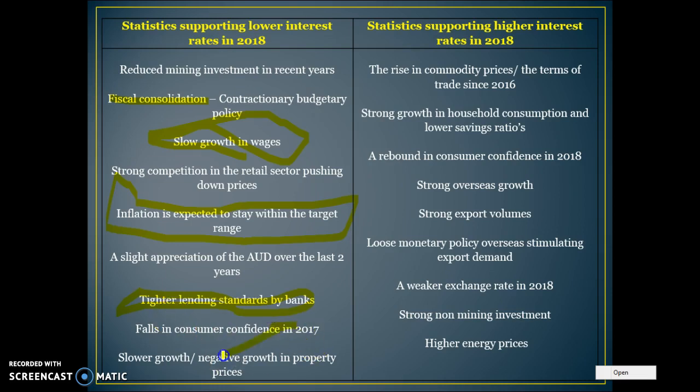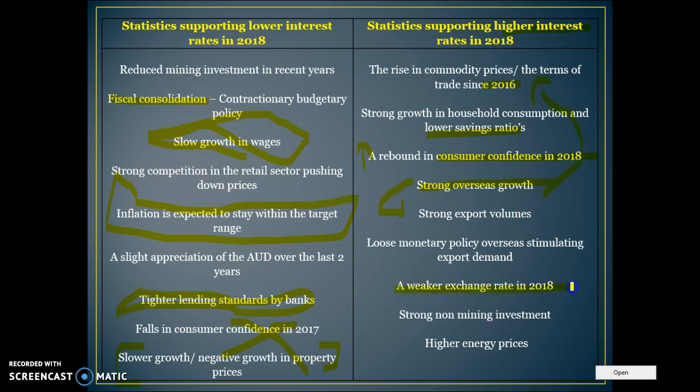This is probably less relevant now because it's more about last year. And the negative growth in property prices has meant that the RBA is not as worried about rising property prices anymore. In terms of factors supporting higher interest rates, so things that could cause inflationary pressures, the terms of trade has rebounded a bit in the last 2 years. There's been lower savings ratios. Consumer confidence has improved this year, so that could create more spending and growth. Strong overseas growth, which is compounded. I'd use this as one factor, which has increased export volumes and also increased commodity prices.